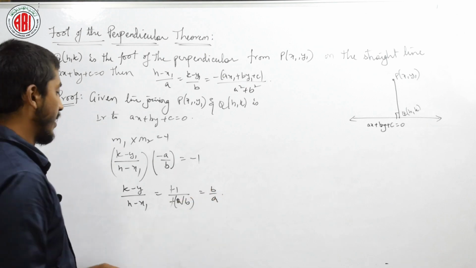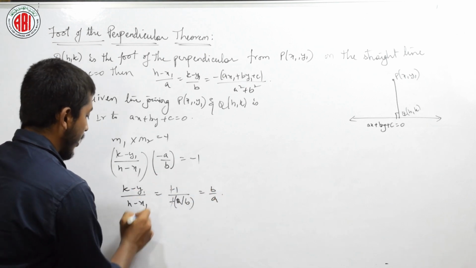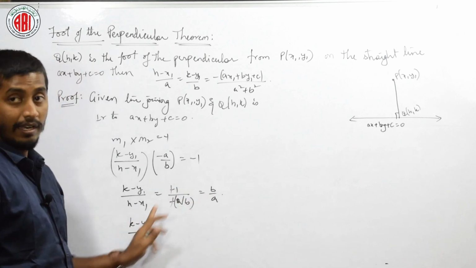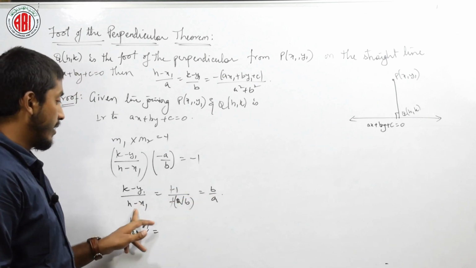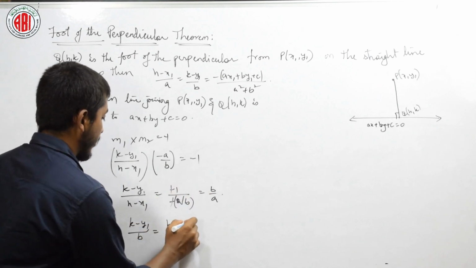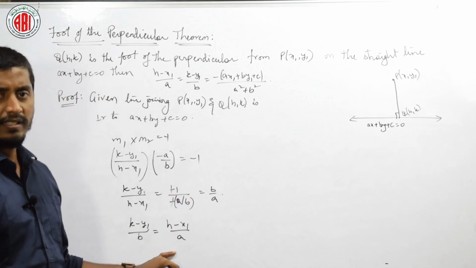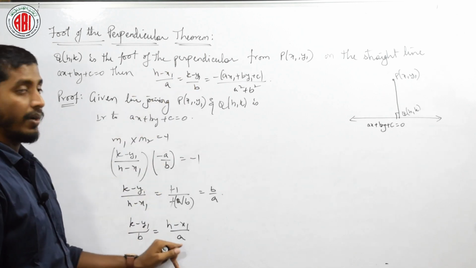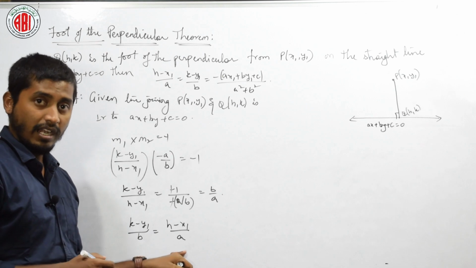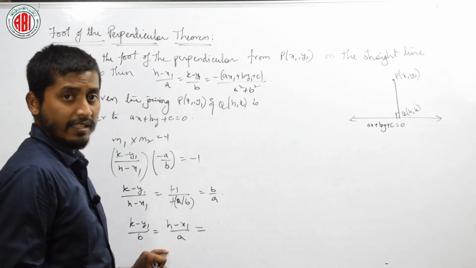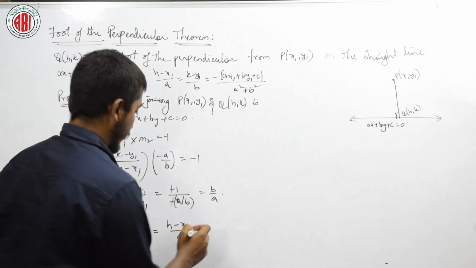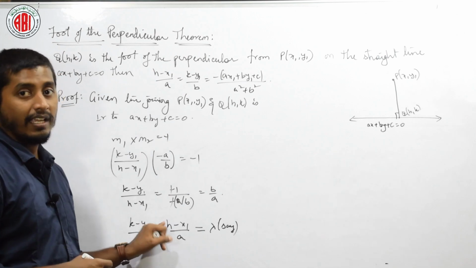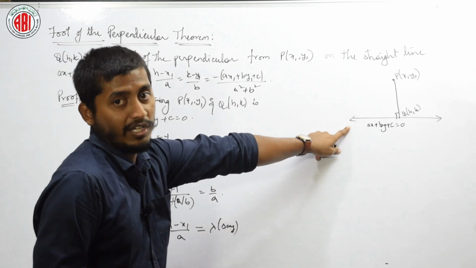Now let us cross multiply and interchange. It becomes (k - y1)/b, with b coming to the denominator on the left-hand side, and h - x1 goes to the other side divided by a. Is it clear? Did we prove this? (h - x1)/a = (k - y1)/b, right? Since those are ratios and both are equal, let us assume it to be some lambda. Let us equate both of them to lambda, find the values of h and k, and substitute in the given equation.